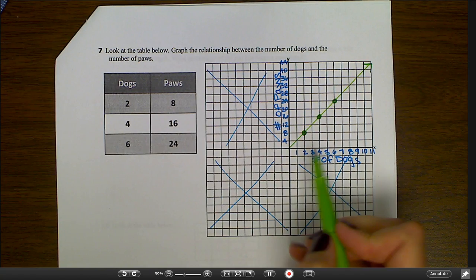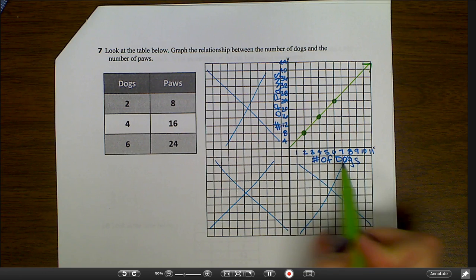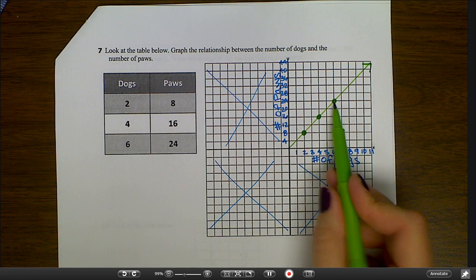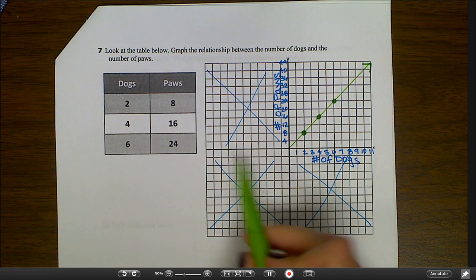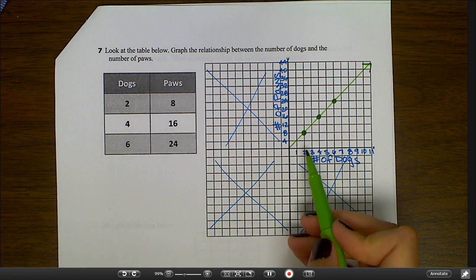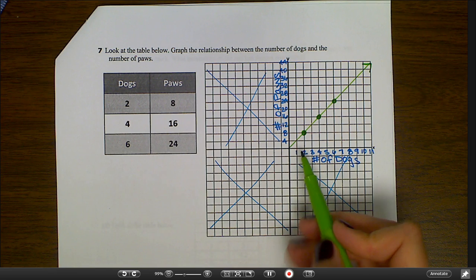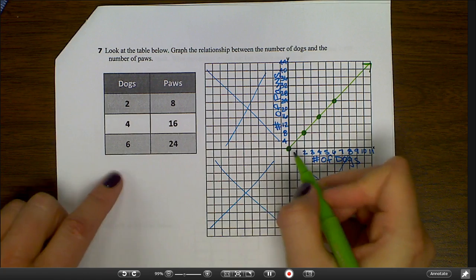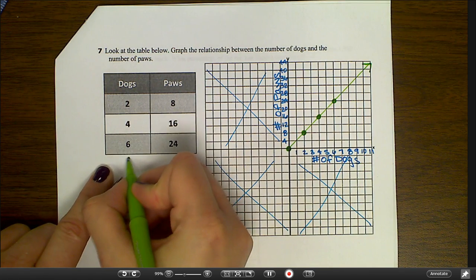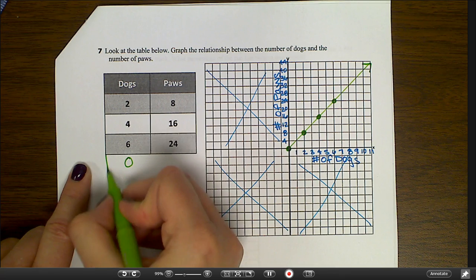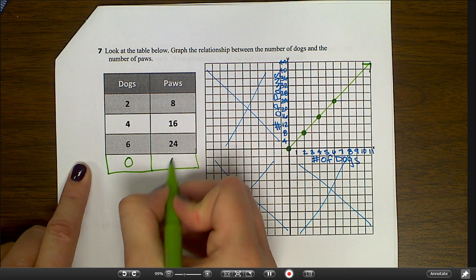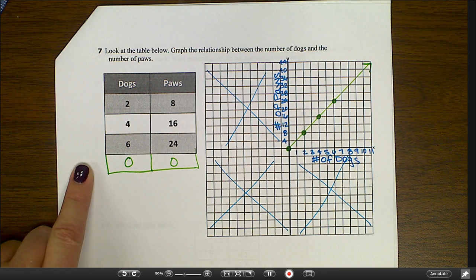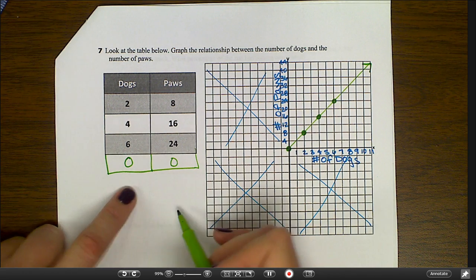Okay, so I graphed 2, 8, 4, 16, and 6, 24. I could have kept graphing, but these are the only points I was given. So notice that this is a proportional relationship because it's a straight line, and it goes through 0, 0. In other words, if I wanted to say how many paws for 0 dogs, obviously 0 dogs have 0 paws. Okay, they wouldn't have -2 paws or 1 paw or anything like that. So this would be a proportional relationship.